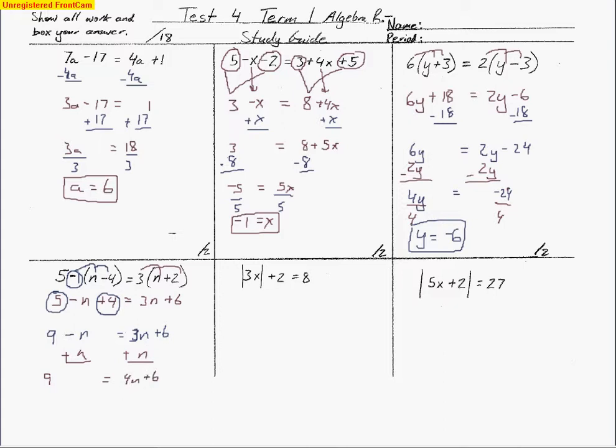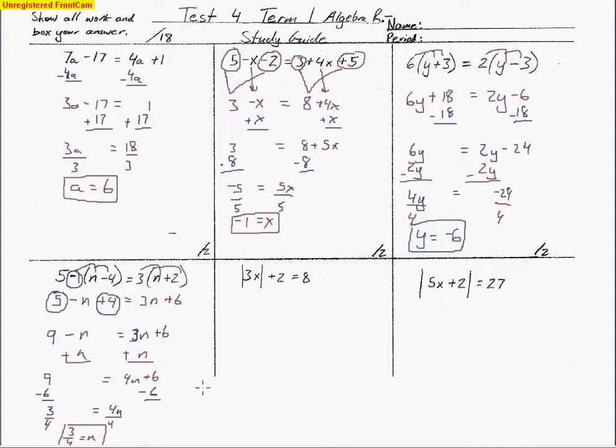And so now I'll go ahead and subtract the 6 from all sides, and that leaves me with a 3 equals 4n. So I see that the coefficient is not going to go into the constant. That's okay. The answer is a fraction, and it's reduced. So 3/4 is the value of n.